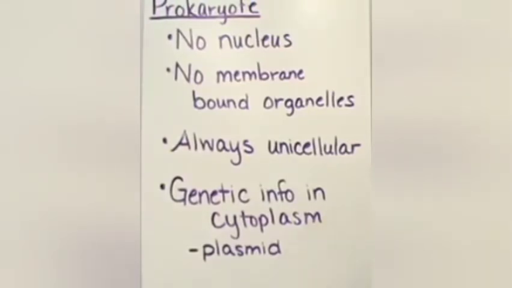And so that's just within the cell itself, okay? And it's something called a plasmid. A plasmid is a single strand, somewhat like a rubber band. It's going to be circular in shape, and it's going to be a single strand of DNA. So, a prokaryote has no nucleus, has no membrane-bound organelles. It's always going to be unicellular, and the genetic information is contained within the cytoplasm in a structure called a plasmid.